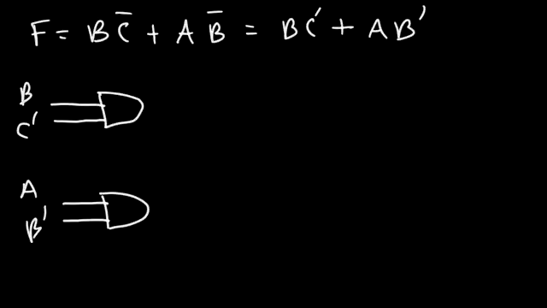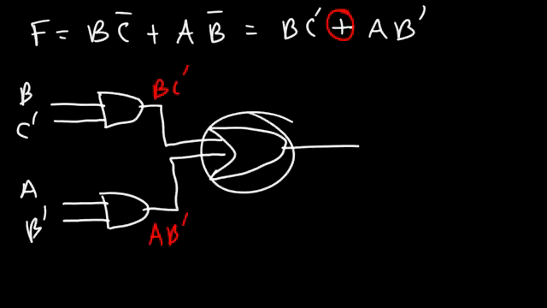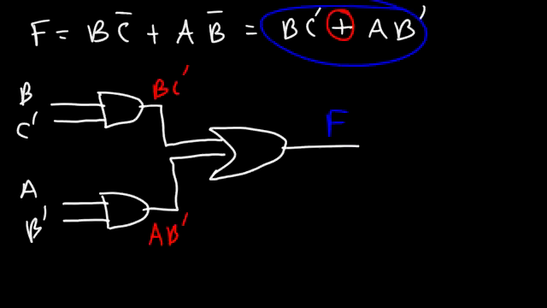Now notice that we have a plus symbol between these two terms. So we need to use an OR gate. The plus symbol is associated with the OR operation. So the output of this AND gate is going to be B C prime, and the output of this AND gate is going to be A B prime, and the output of the OR gate is going to give us the function f, which is what we have here. So that's the circuit diagram that corresponds to this function.